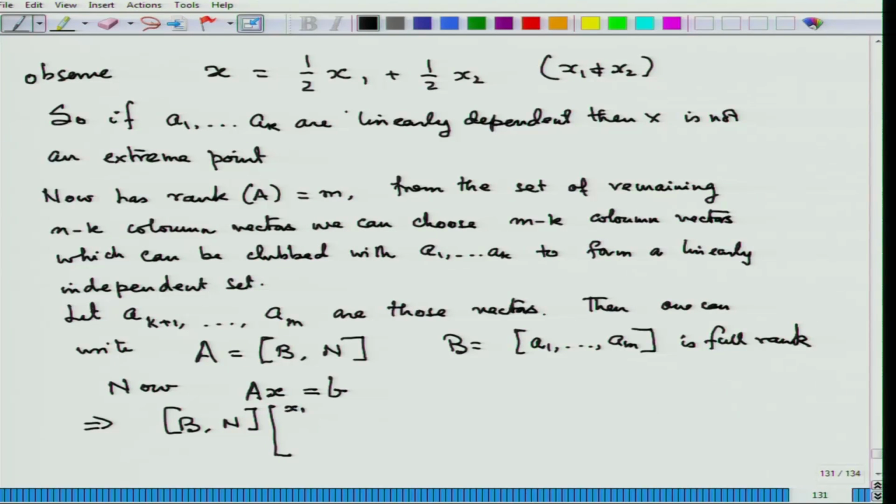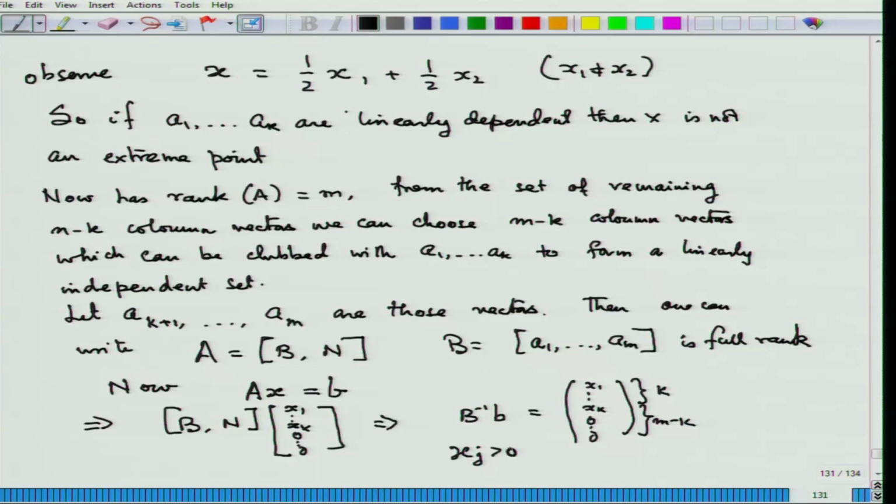So, our x is x1, x2, ..., xk, and then zeros. So, B inverse b is x1, x2, ..., xk, 0, 0, assuming that k is less than or equal to m. So, here I have k rows and here I have m minus k rows. So, since x j is greater than or equal to 0 when j is equal to 1 to k, this implies that B inverse b is greater than or equal to 0, and that is exactly what we wanted.